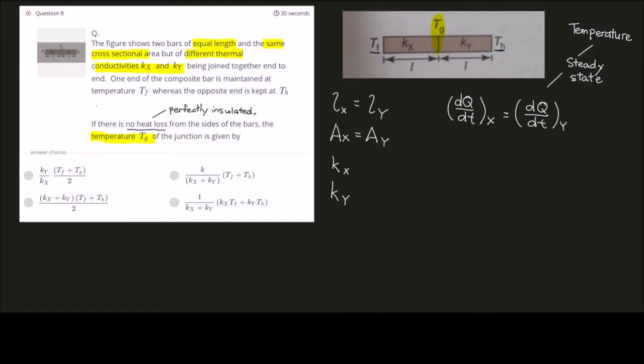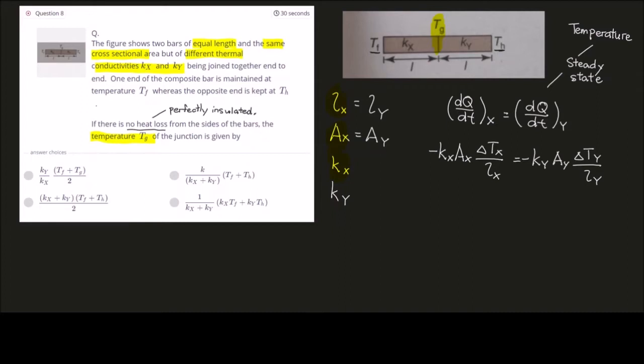So in that situation, what should we do? As usual, we know our equation. We have been given L, A, K. Well, it's the same old equation. So there will be negative Kx Ax delta Tx over Lx, whereas this one will be negative Ky Ay delta Ty over Ly.